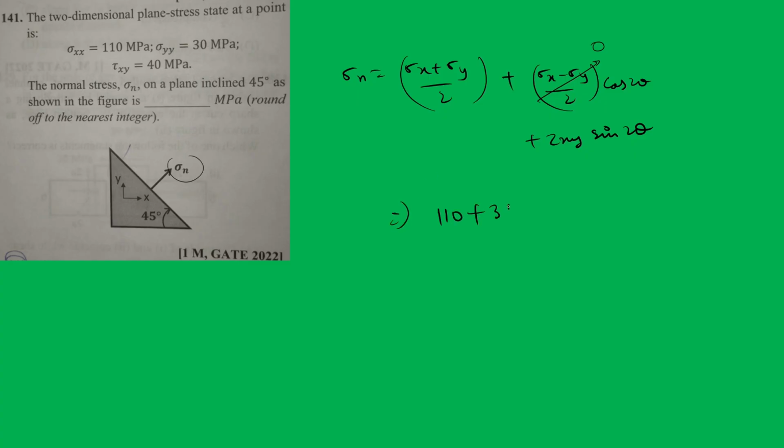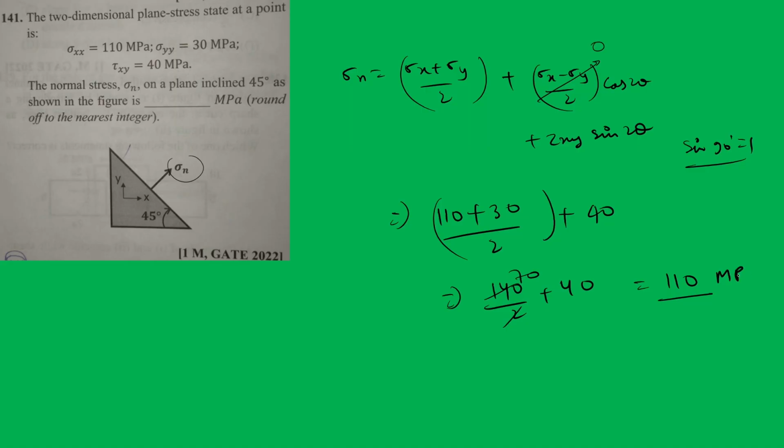So sigma x is 110 plus sigma y is 30 by 2, plus sin 2 theta will become sin 90, and sin 90 degree is equals to 1, so plus 40. So what would that become? 140 by 2 plus 40, so this will become 110 megapascal. Don't forget the unit, guys, megapascal. Remember, Newton per mm square is equals to megapascal.